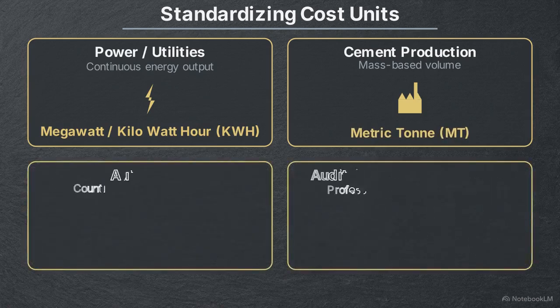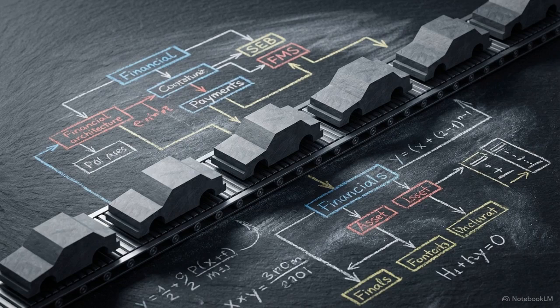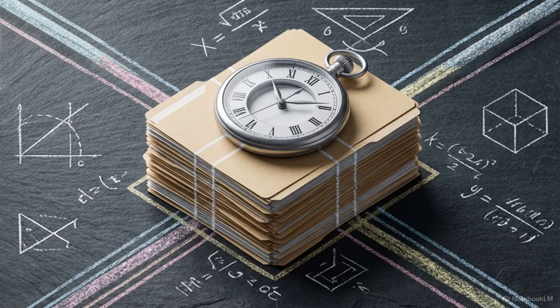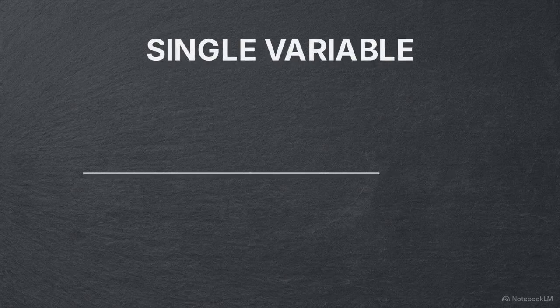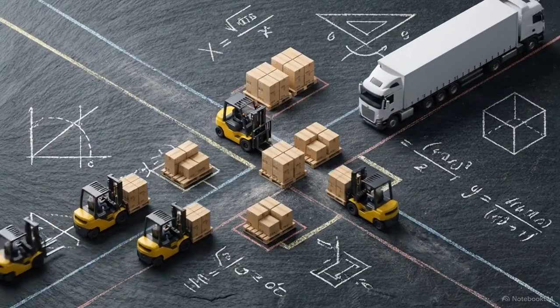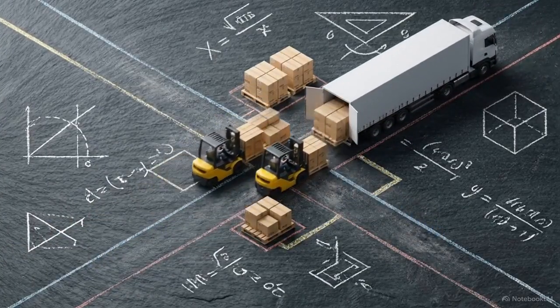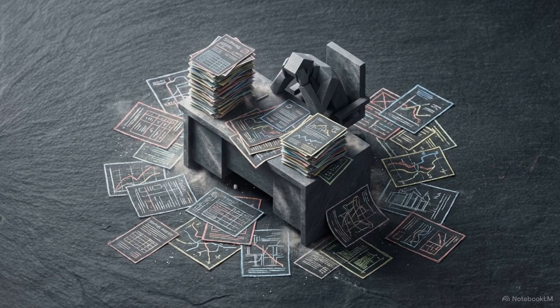Discrete manufacturing and professional services require different approaches entirely to track their volume. An automobile plant counts distinct raw physical units, the number of vehicles produced. An audit firm measures its output in increments of professional time, billing by the chargeable hour. All four of these examples share a unifying characteristic. They are single variable measurements, tracking exactly one dimension of output: energy, mass, discrete quantity, or time. For tangible goods or strictly linear professional services, a single variable metric is completely sufficient to capture the true volume of production. Single variable measurement systems break down when applied to complex, non-linear service industries.